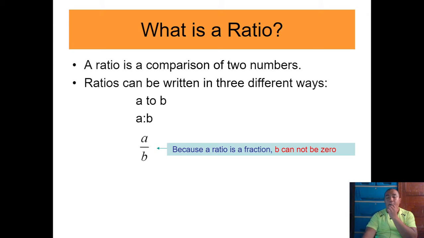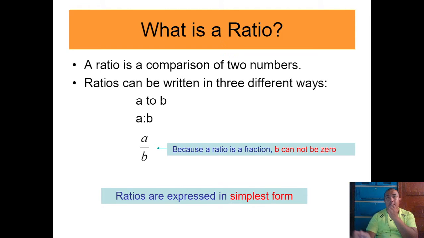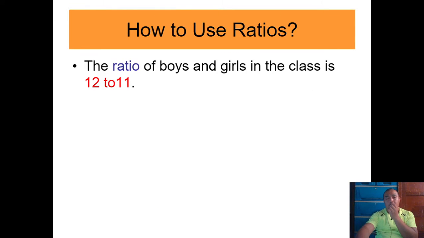So, a ratio. What is a ratio? A ratio is a comparison of two numbers, and it can be written in three different ways: A to B, A colon B, or as a fraction, A over B. A ratio is also a fraction, but B cannot be 0. Ratios are expressed in simplest form just like fractions. For example, 2 over 4 as a ratio, its simplest form is 1 over 2, or 1 is to 2.